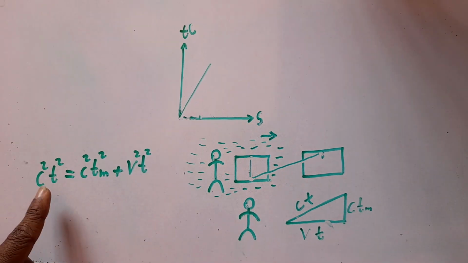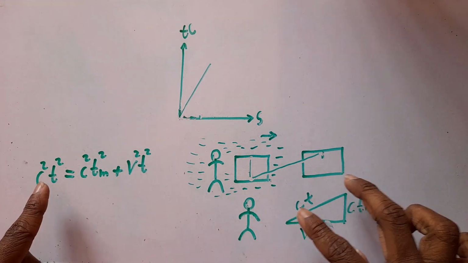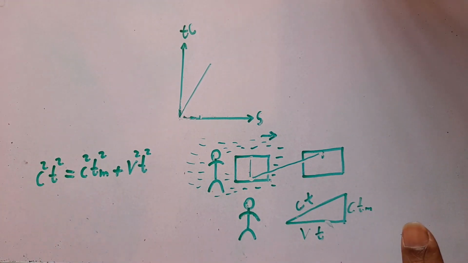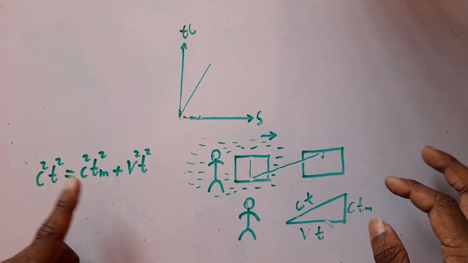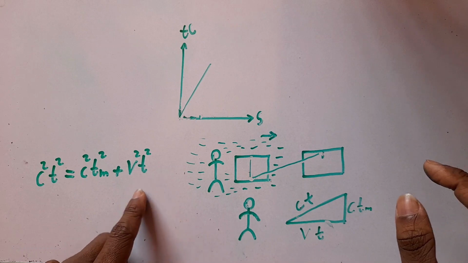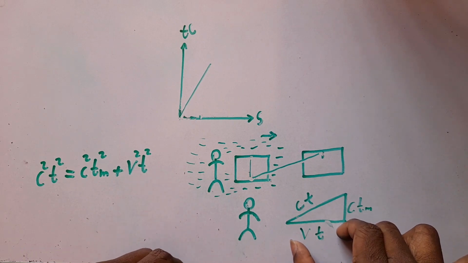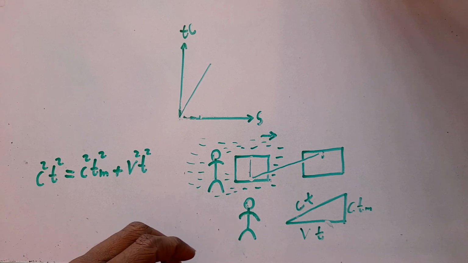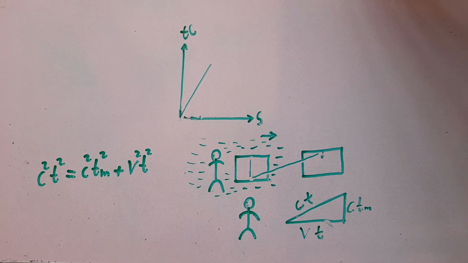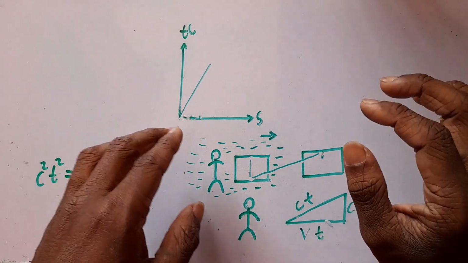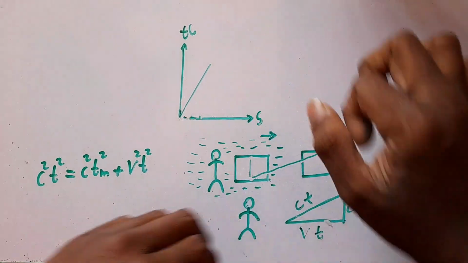c squared t squared, which is this length over here squared, is equal to c squared times t moving squared, which is this length over here squared, plus v squared t squared, which is this length over here squared. And that's good old Pythagoras. It all works right because this is a right-angled triangle. So the space-time trajectory taken by the moving observer is going to look something like this.